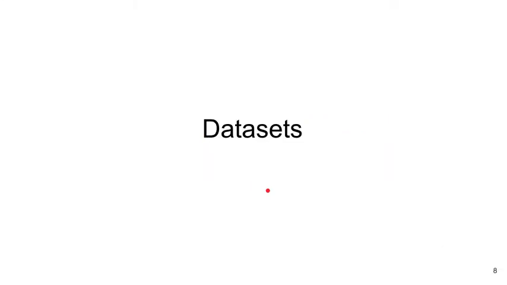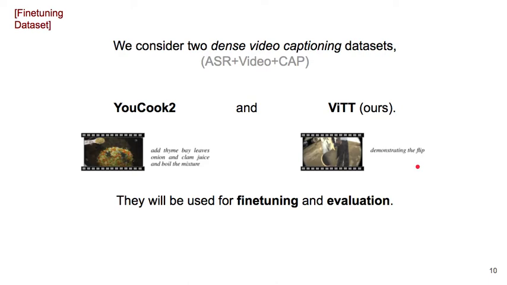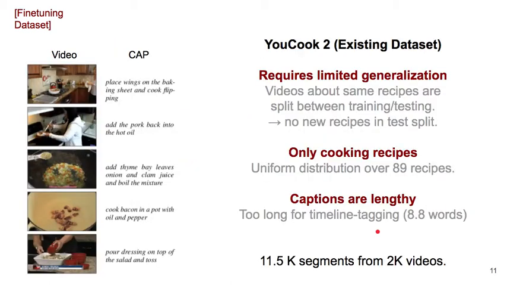Let's talk more about the datasets now. These are the 6 datasets that we consider in this paper: 4 datasets for pre-training and 2 datasets for fine-tuning. So let's look at the fine-tuning datasets first. Those fine-tuning datasets are parallel data, and they contain ASR, video, and captions. So we'll be looking at YouCook2, which is standard, and ViTT, our new dataset. And we'll use them both for fine-tuning and evaluation.